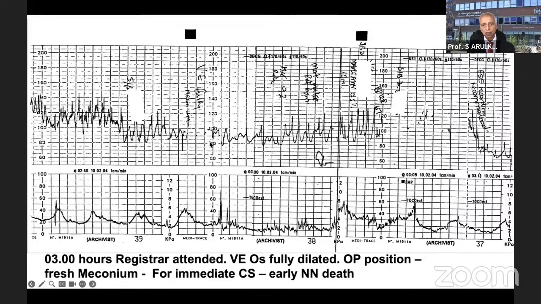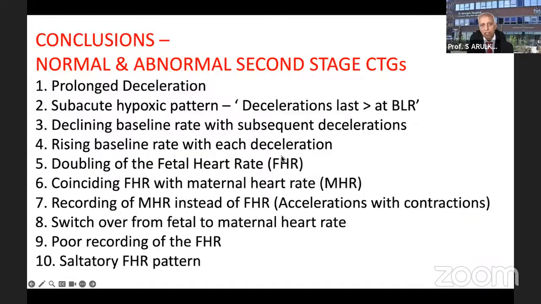So they decided to do a forceps delivery because she was OP and fully dilated, but it was a little bit high. So it ended up in a cesarean section, but with poor condition of the baby and a poor outcome with the neonatal death. So in concluding, we have normal and abnormal second stage CTGs, and you have to think about prolonged decelerations where you have to deliver within 15, 20 minutes.